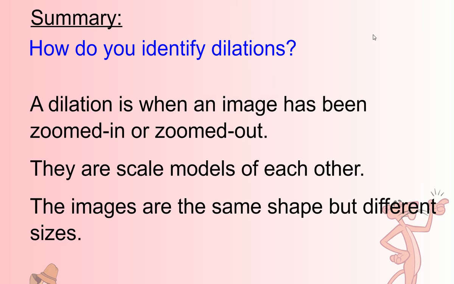So I came up with 3 possible different things you might have said. The first one says, a dilation is when an image has been zoomed in or zoomed out. Think of like the iPhone, or any smartphone or any tablet, if you zoom in, pinch and zoom, in and out, the 2 images are proportional. The second one says they are scale models of each other, which is true. A model race car and a real-life race car, all the proportions should be the same. It's just kind of an enlarged version of it.